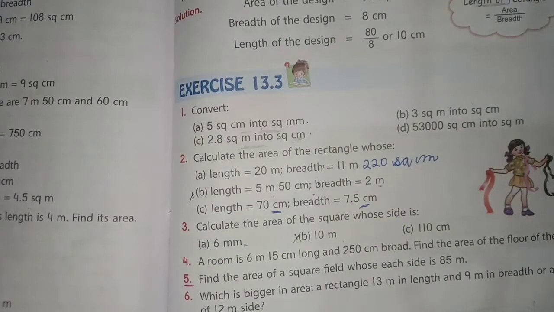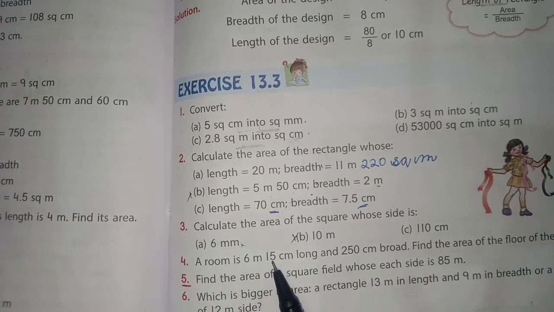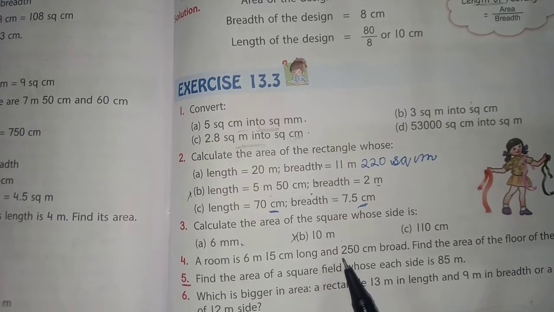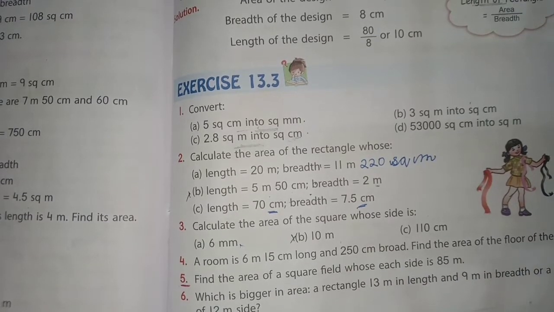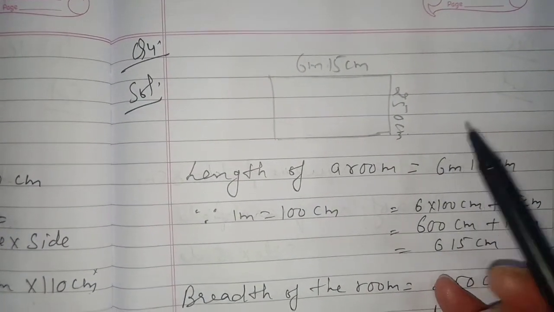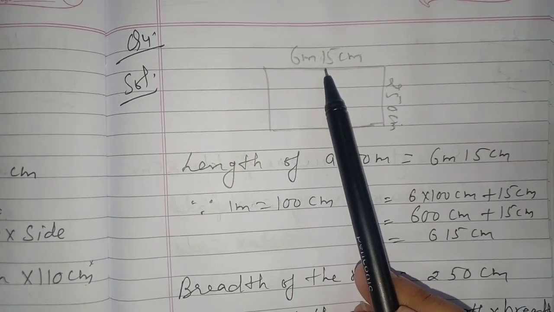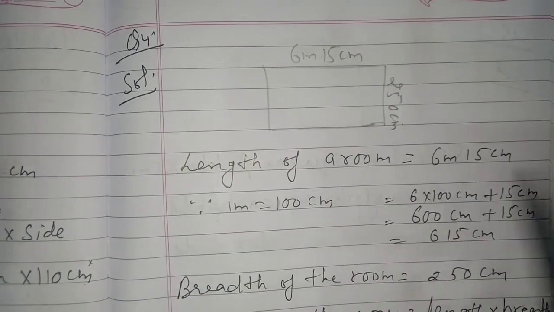Now let us do the next question, that is question number 4. A room is 6 meter 15 centimeter long and 250 centimeter broad. Find the area of the floor of the room. Now here length and breadth of the room is given. So we have to convert the length into centimeters because it is given in meters and centimeters. So unit should be same.